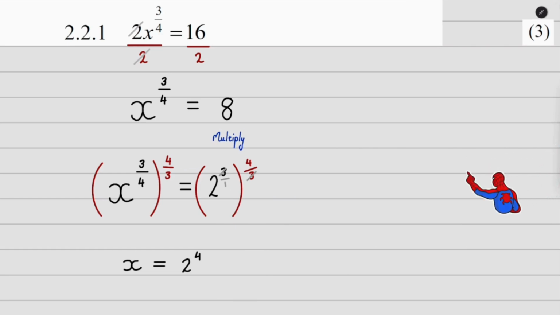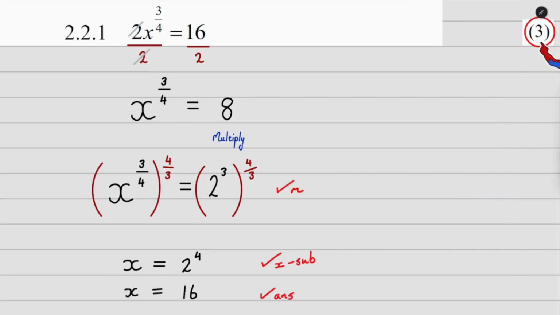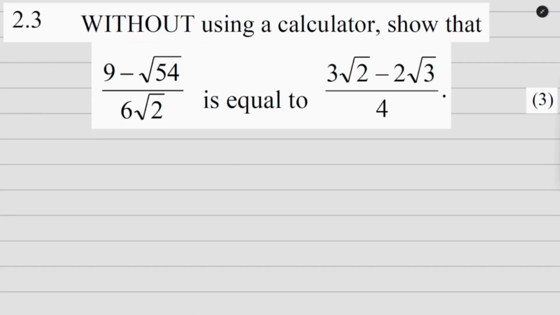And 2 to the power of 4 is 16. And then just quickly having a look where your 3 marks come from. The method of raising both sides to the reciprocal of this exponent gets you your first mark. Getting x by itself gets you your second mark. And your final answer of 16 gets you the last mark.